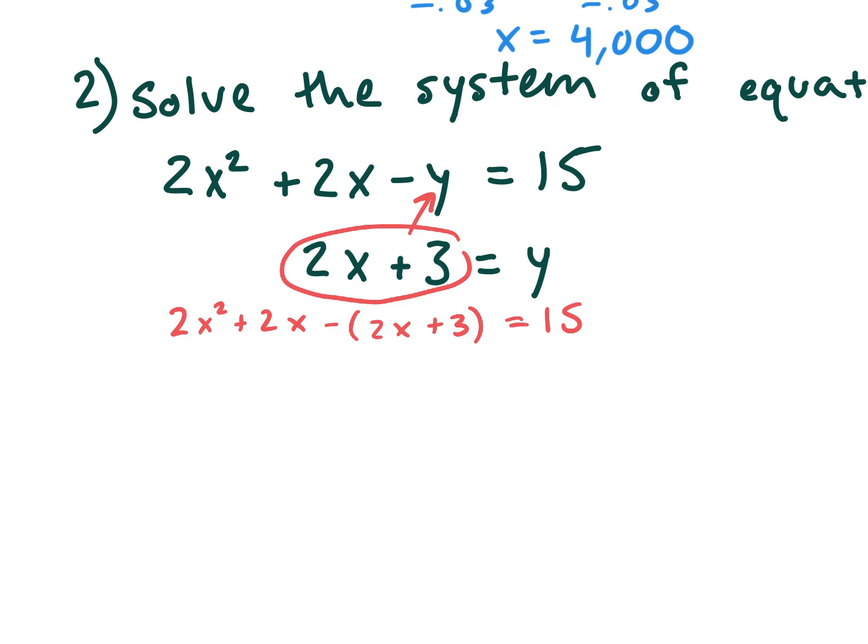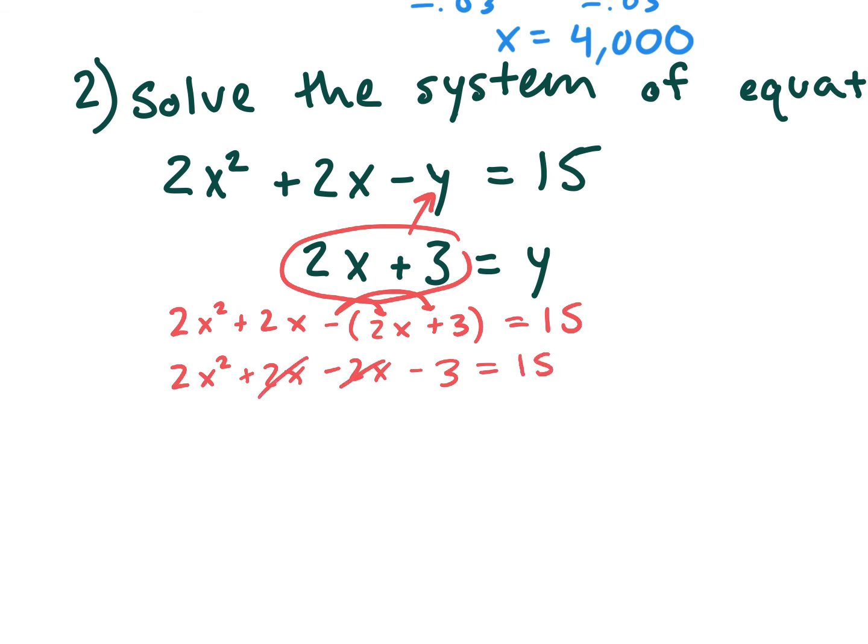Right. That's why I put it in parentheses, because I have to distribute it. Because I have y equals. Oh, yeah. So then I distribute the negative. So I have 2x squared plus 2x minus 2x minus 3 is equal to 15.